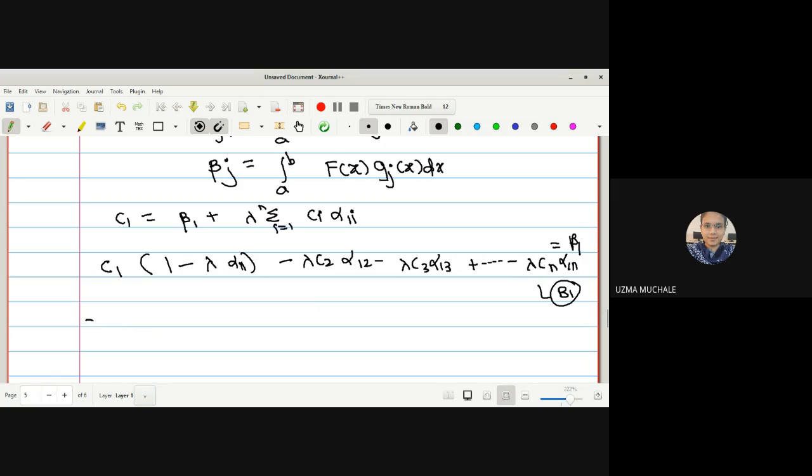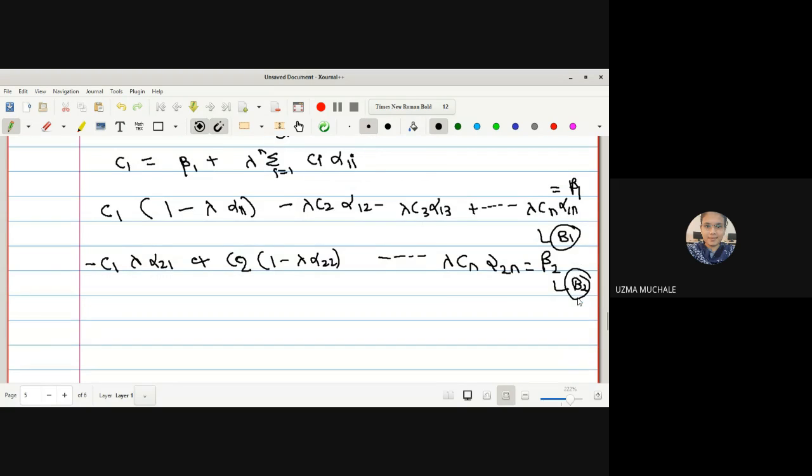What will be the equation for C2? Minus C1 lambda alpha 21 plus C2, if I take outside, will be 1 minus lambda alpha 22. The last term is minus lambda Cn alpha 2n is equal to beta 2. This is our equation B2 and so on.